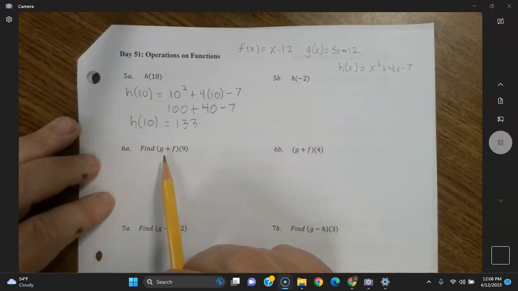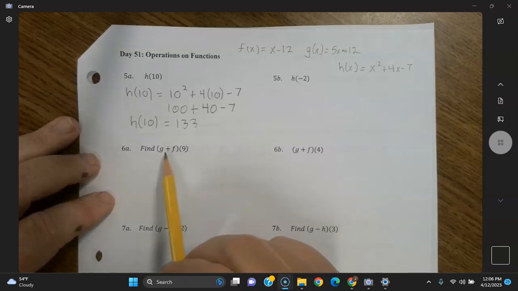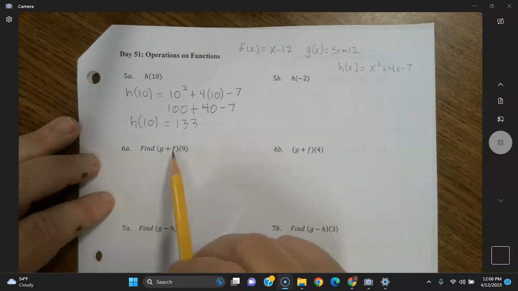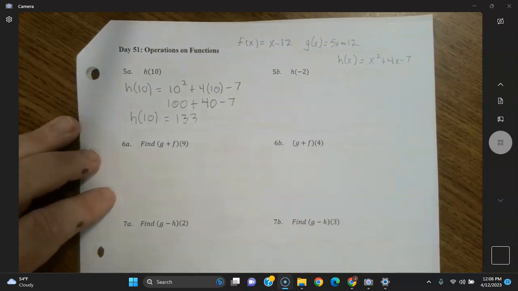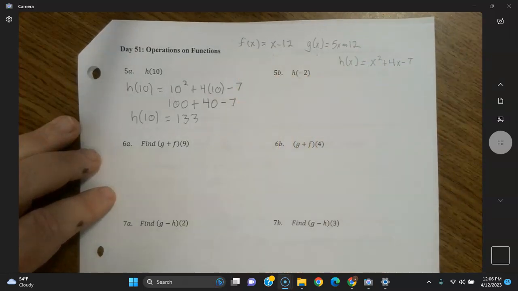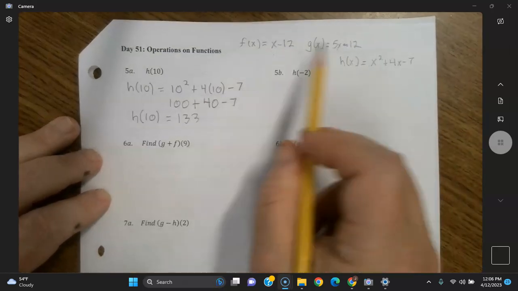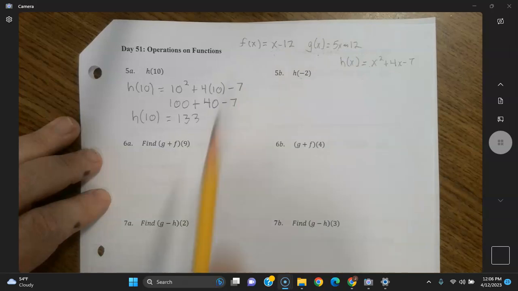Okay, now we're going to come down here and we're going to add two functions together, and then you put the 9 in. Remember, this is g of x plus f of x, so you add them together first, and then you put the 9 in. So here's g and here's f. Okay, so I'm going to go ahead. We see that the highest order of either of these is first power. So we don't need any x squareds.